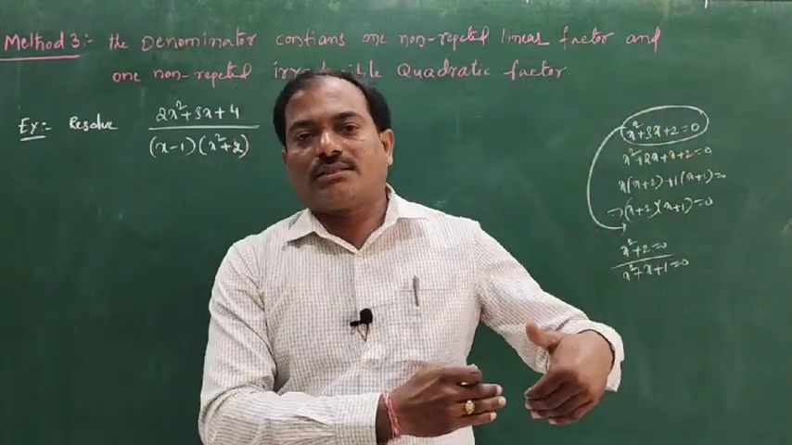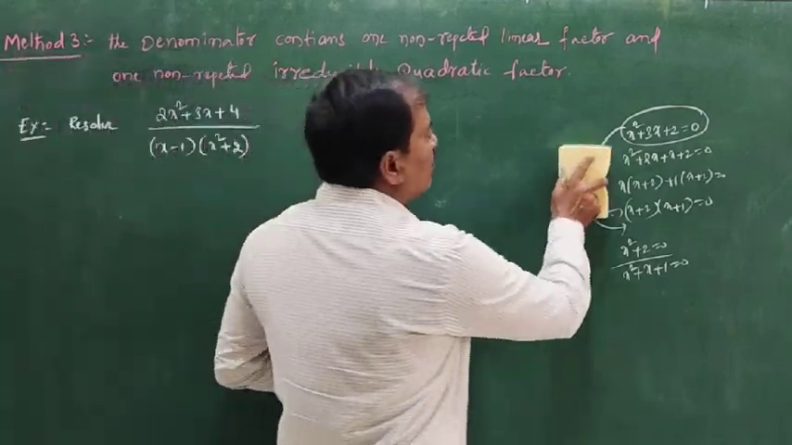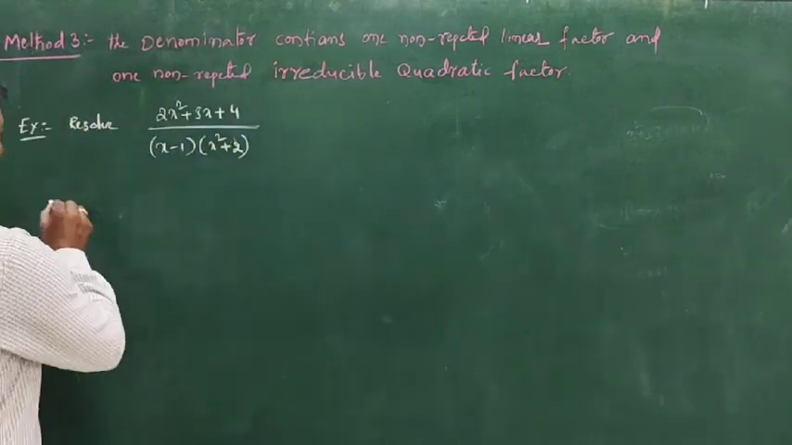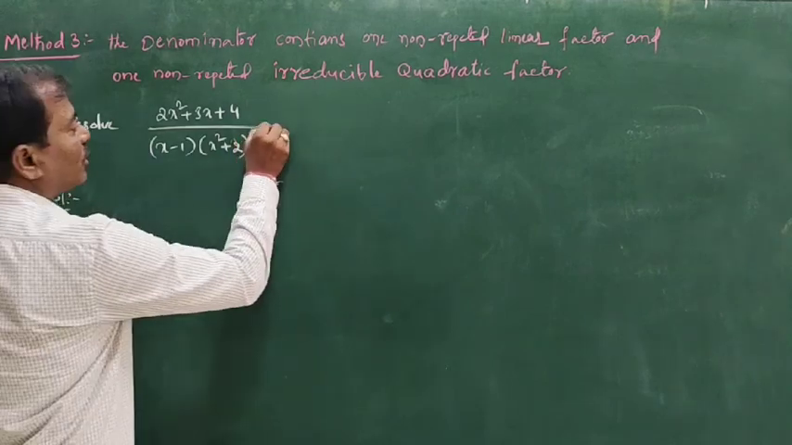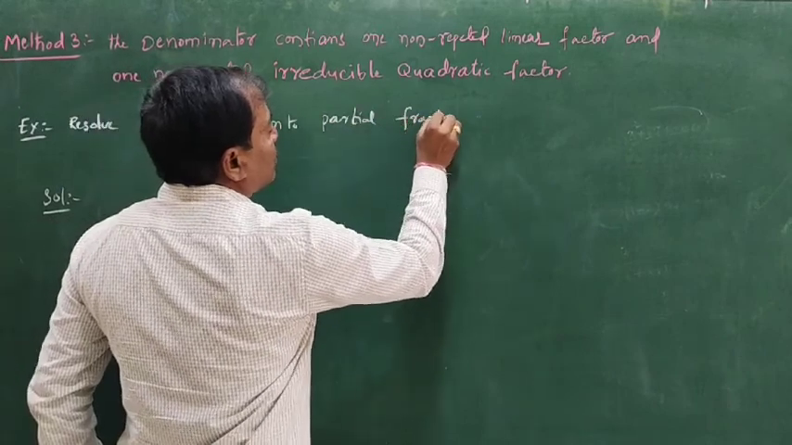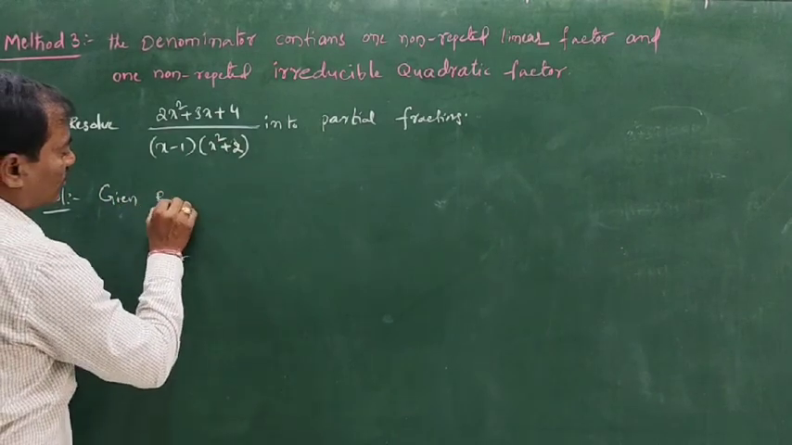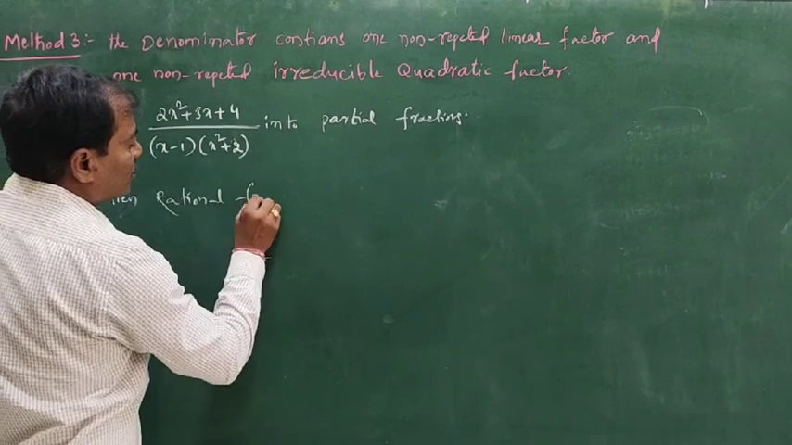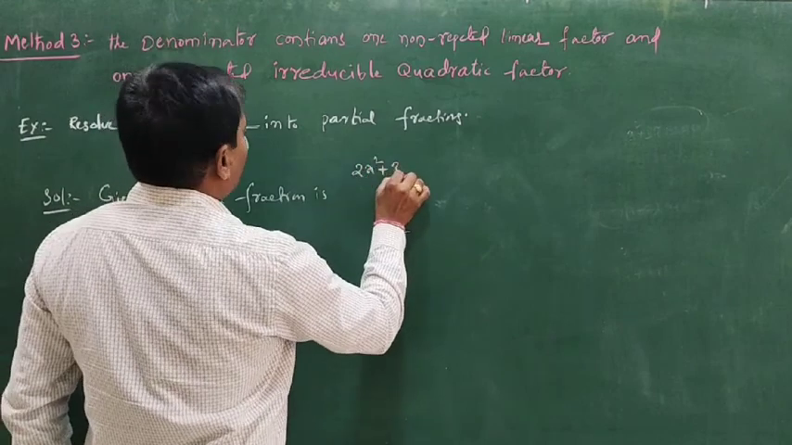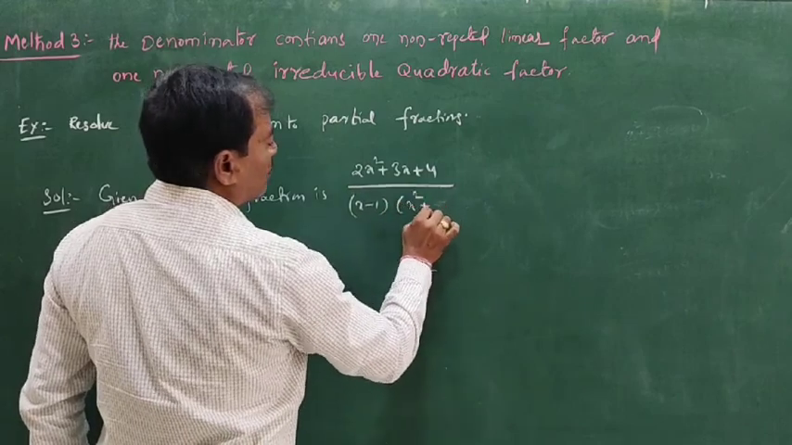If the given rational fraction contains this kind of factors, we have one method. Now we will see an example and how to find the partial fractions of this rational fraction. So now the solution. Resolve into partial fractions. The given rational fraction is (2x square plus 3x plus 4) by (x minus 1)(x square plus 2).